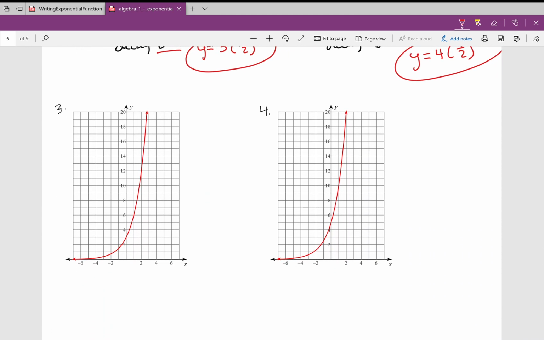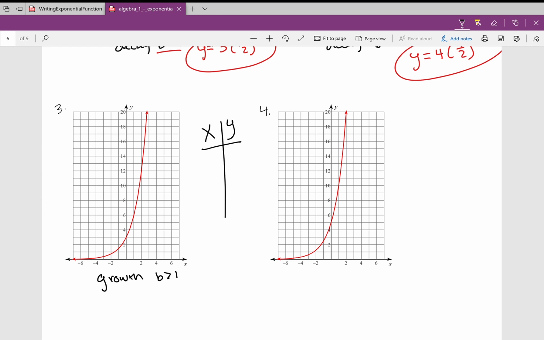Okay, so let's look at number 3. Remember, our first step is to determine if it's a growth or a decay. We know that if we read this from left to right, our red line is going up, so it's a growth. And since it's a growth, b has to be greater than 1. So let's create our table.